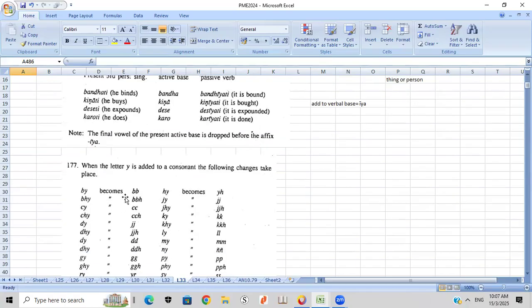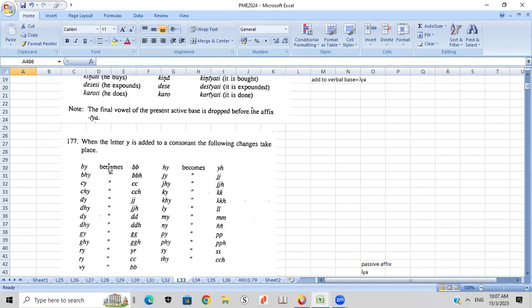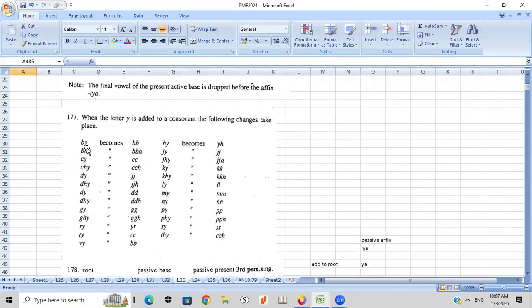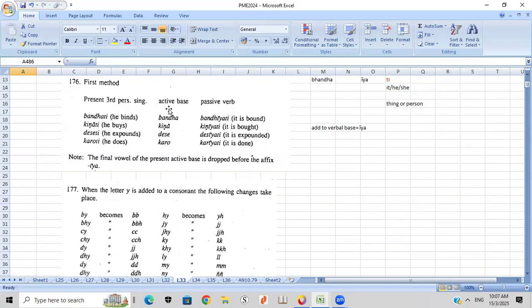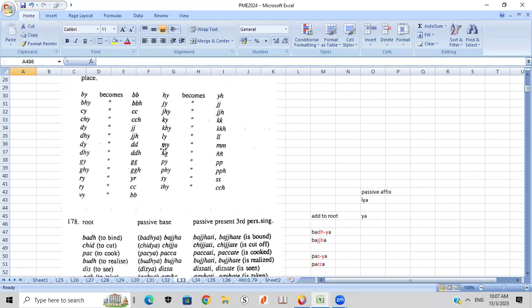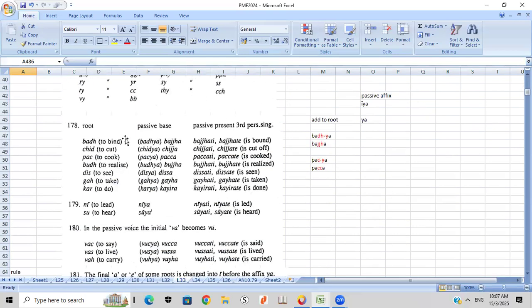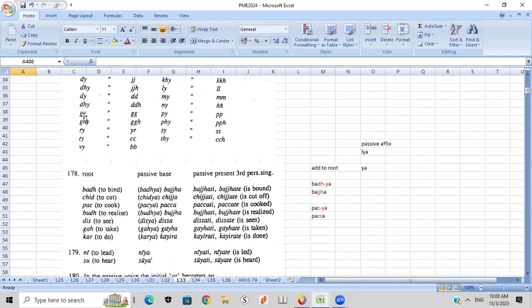And then when you add ER to certain endings, for instance, B means in between here. So if a root ends with B here, then you add Y, then it will become this. For instance, you see here, can you see this is the root BDH.